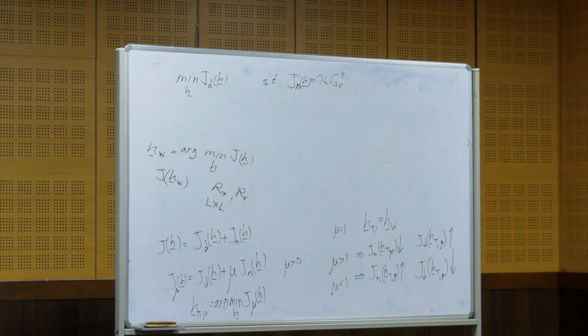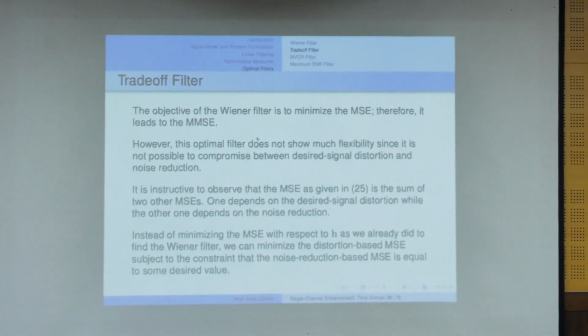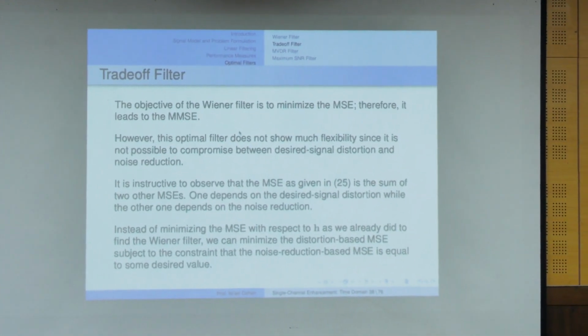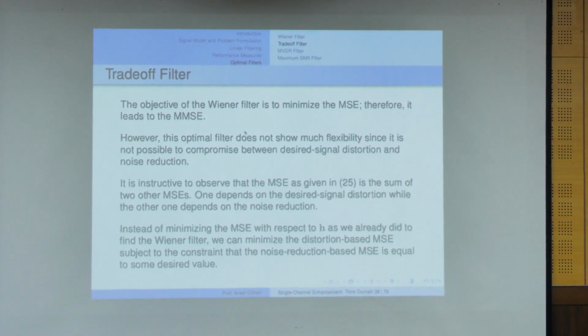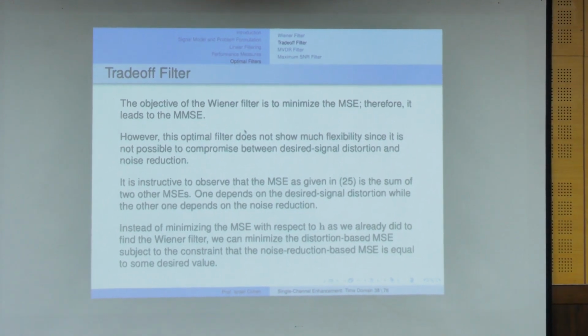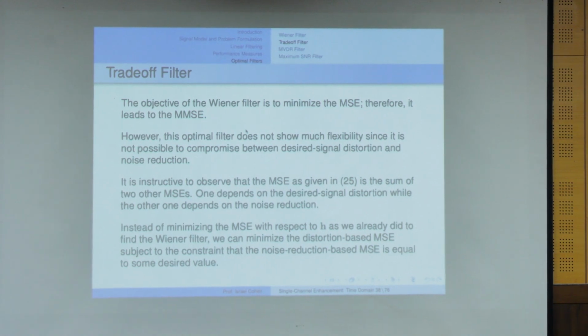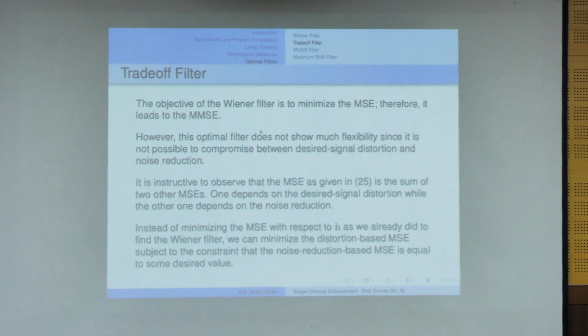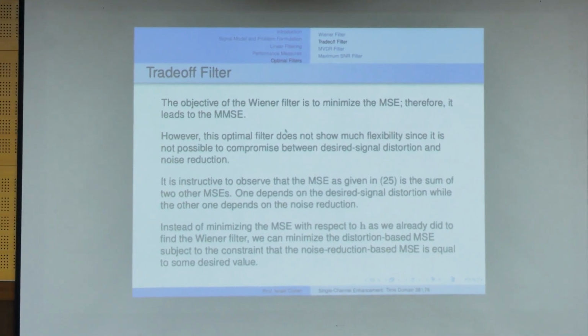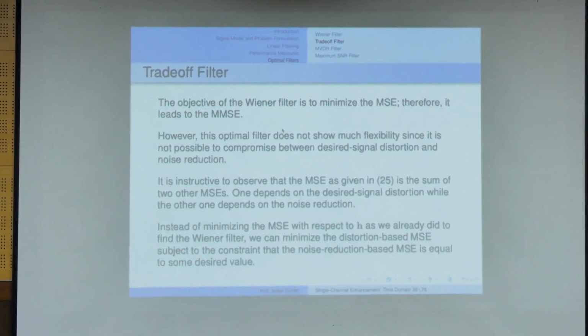Okay, so let's see it here. This is the trade-off filter, and it's very important in practice to have some trade-off between noise reduction and distortion. Because the Wiener filter tries to minimize the total mean squared error, which sometimes we don't want. We want to control how much distortion and how much noise reduction, because it's a kind of trade-off.